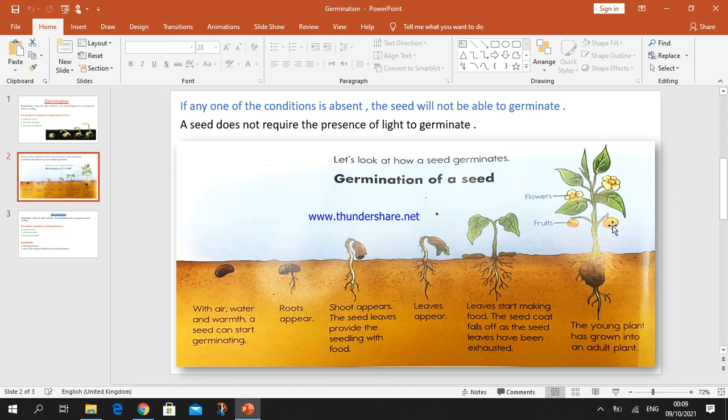So, what are the right conditions required for seed germination again? Number 1, presence of air. Number 2, presence of water. Number 3, presence of warmth. Okay?